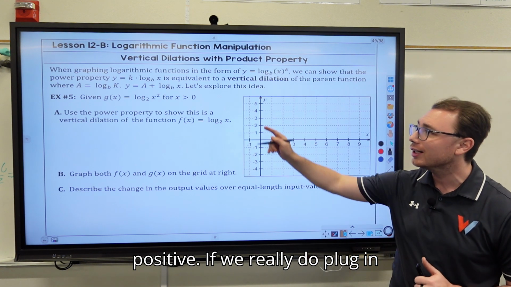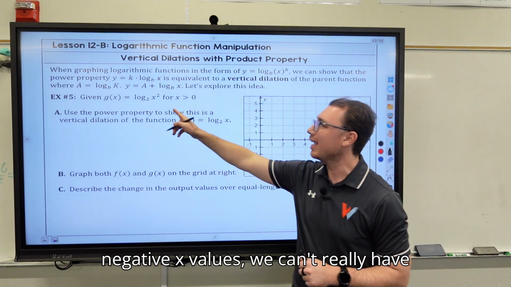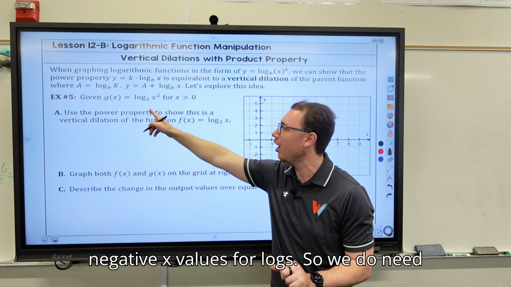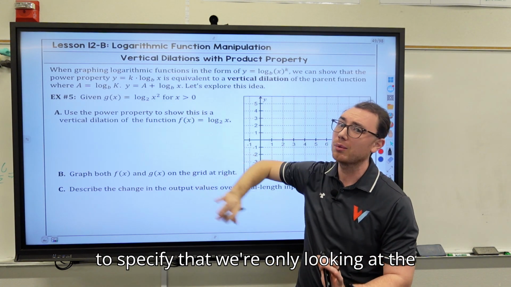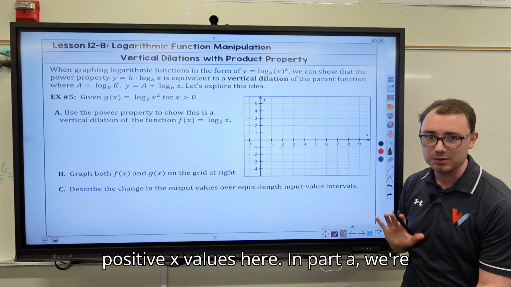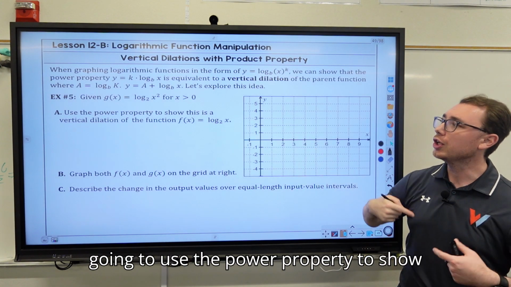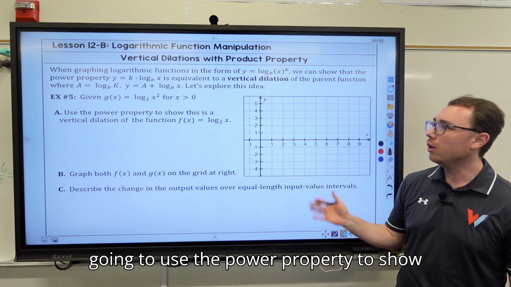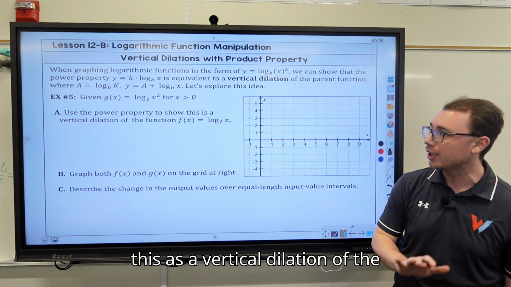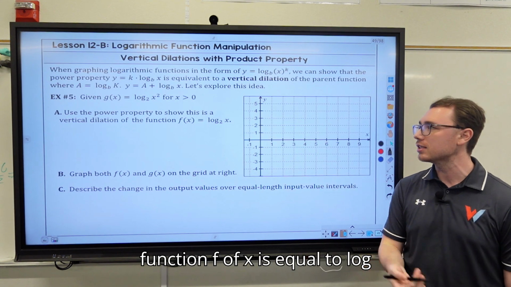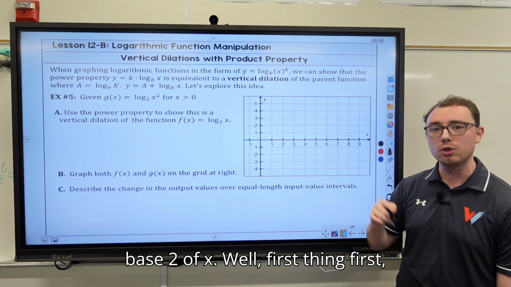We can't really have negative x values for logs, so we do need to specify that we're only looking at the positive x values here. In part A, we want to use the power property to show this as a vertical dilation of the function f of x is equal to log base 2 of x.